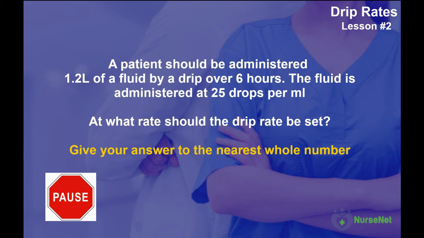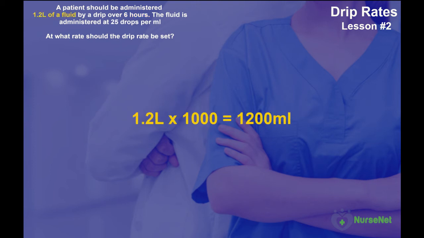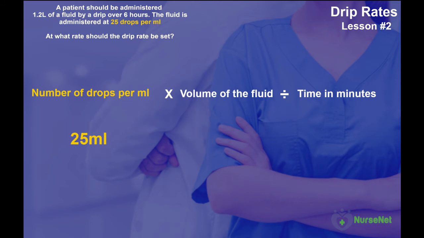Okay, our first step is let's convert the time into minutes. So 6 hours is equal to 6 multiplied by 60, giving us 360 minutes. We also need to convert the 1.2 litres into milliliters, and we know we can do this by using a factor of 1000. So let's multiply 1.2 by 1000 to give us 1200 milliliters.